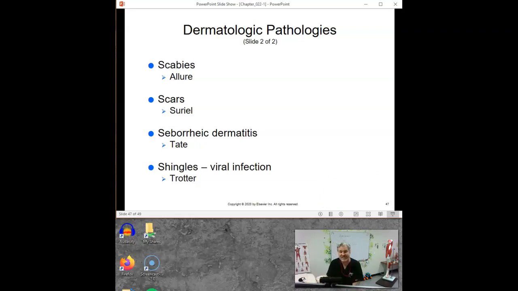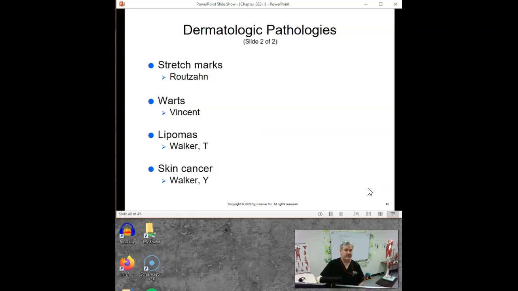Kind of makes you itch just thinking about it. Miss Suriel, scars. Mr. Tate, dermatitis. Miss Trotter, shingles. Have you ever had shingles? No. Good fun. Good fun. Shingles are fun. Miss Routson, stretch marks. Miss Vincent, warts. Miss Walker T, lipomas. And Miss Walker Y, skin cancer.